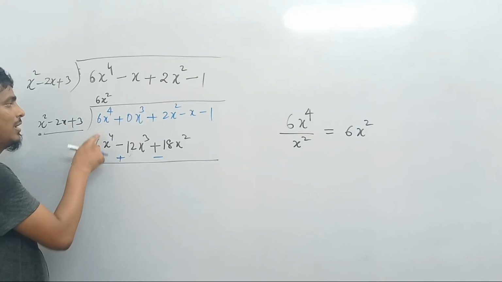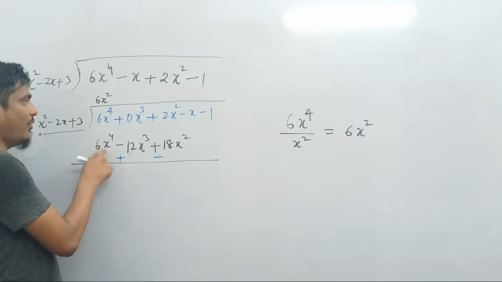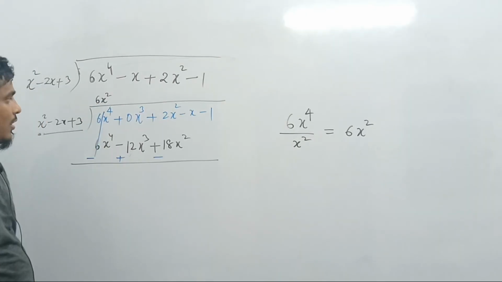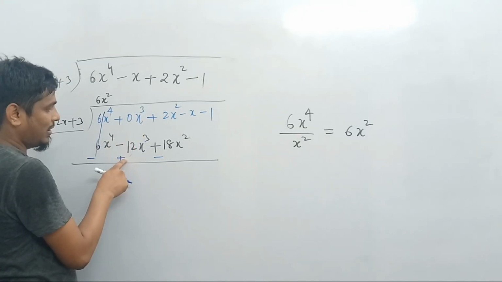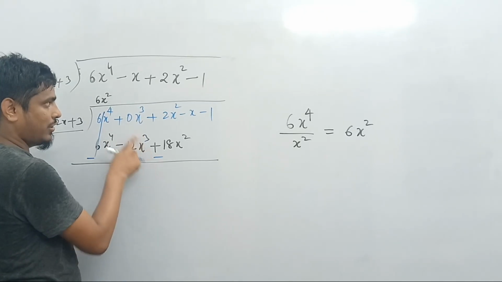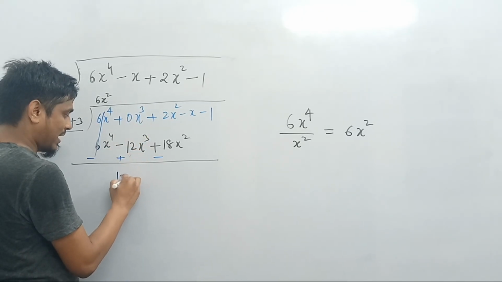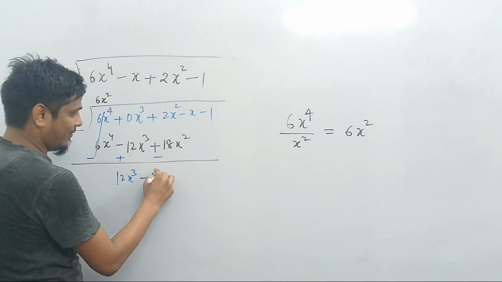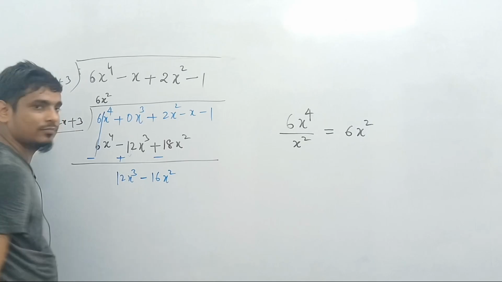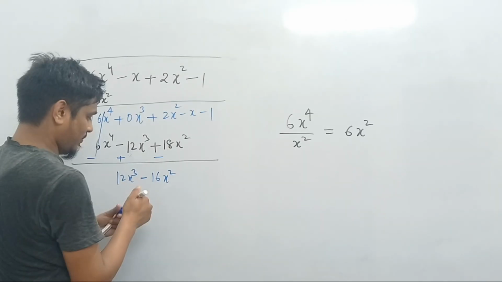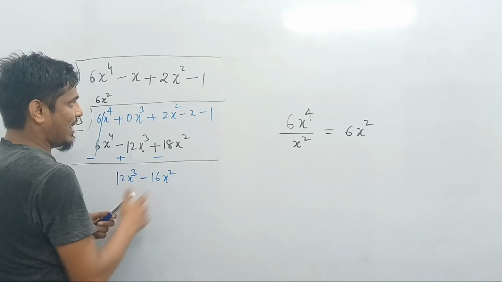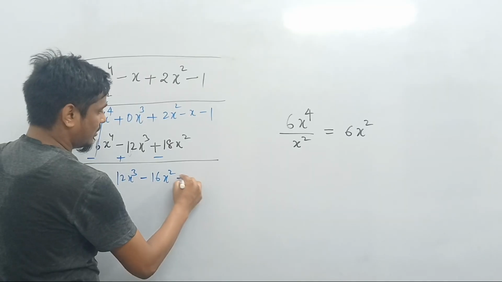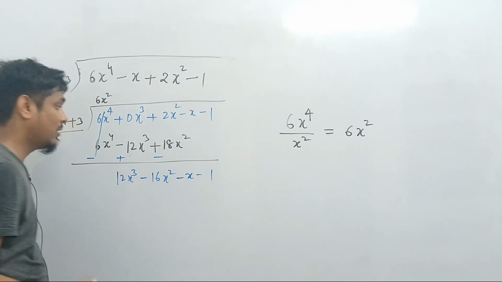Plus minus, the same coefficient of x^4 got cancelled. Now here this is plus x^3 plus 12x^3, so 0 plus 12 is nothing but 12x^3. Now 2 minus 18 is going to be negative 16x^2. Now we can copy the rest of the terms, which are negative x and negative 1.